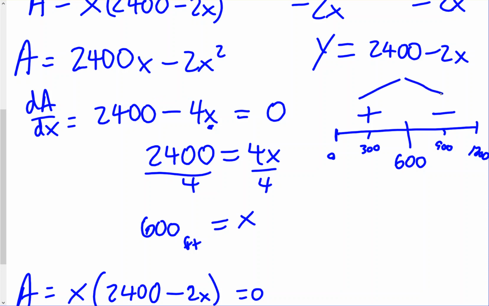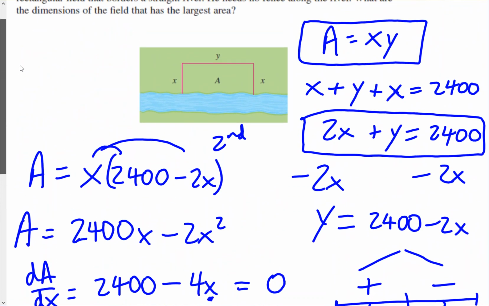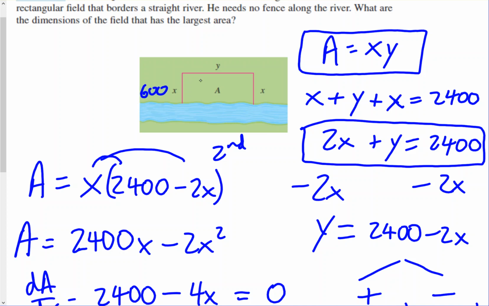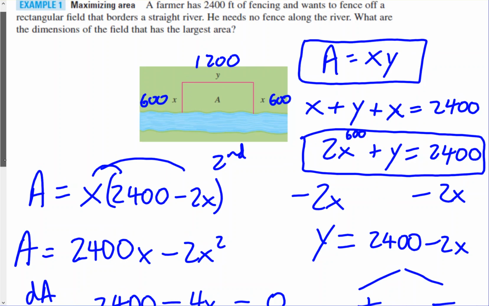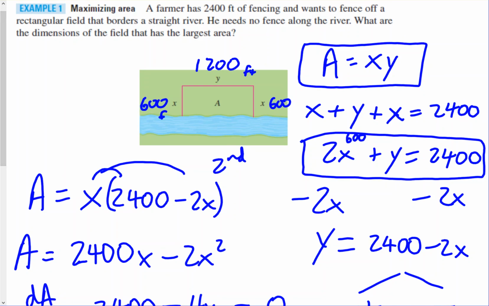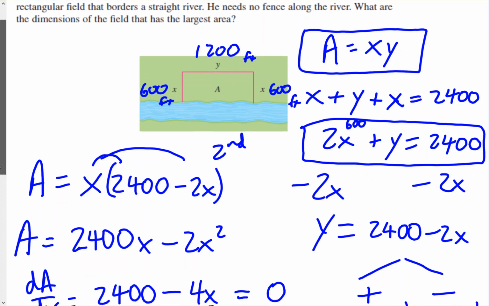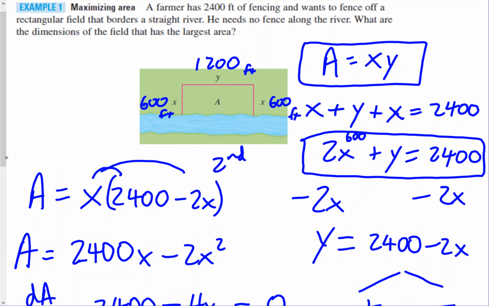So we go from increasing to decreasing. That means we have a maximum. We have a maximum at 600. So that means x is 600, so the field will be 600 deep. And then plug it into here: 2 times 600, that's 1200, plus another 1200. So the length of the field will be 1200 feet. And this will maximize the area. So 600 feet deep and 1200 feet wide for the dimensions of the field.